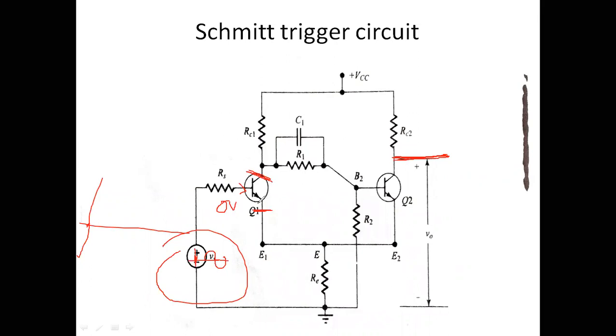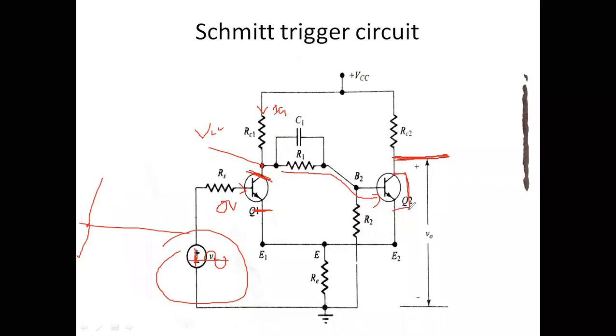If it is in the off state, what happens? This is an off transistor, therefore there won't be any current in this path. That means this IC1 will be minimum, or you can take it as 0. Therefore, the voltage at this point will be VCC. Here there is a sufficient voltage which drives the current to the base of your second transistor and makes this transistor on.